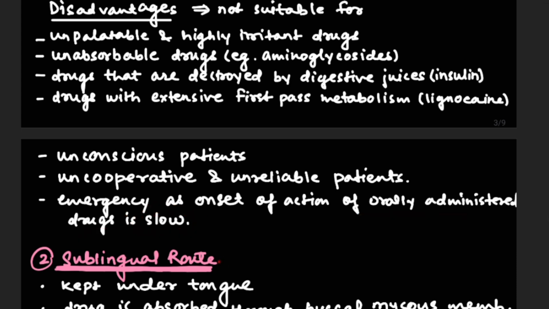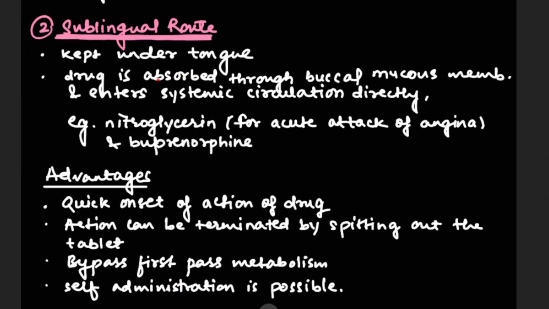The next is the sublingual route. It is kept under the tongue and the drug is absorbed through the buccal mucous membrane and enters the systemic circulation directly. So here first pass metabolism is bypassed. Examples are nitroglycerin, which is used for an acute attack of angina, as well as buprenorphine.